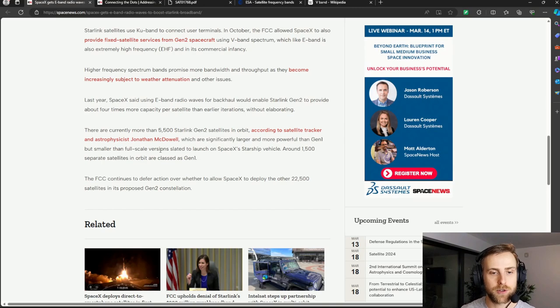These are significantly larger and more powerful than Gen 1, but smaller than full-scale versions slated to launch on SpaceX's Starship vehicle, which just got permission to fly, or they're going to get permission to fly come mid-March, because their last rocket went boom, and so they need permission to fly their next rocket. They needed proof that they have provided a reasonable safety plan going forward, and I believe they have. So there you go.